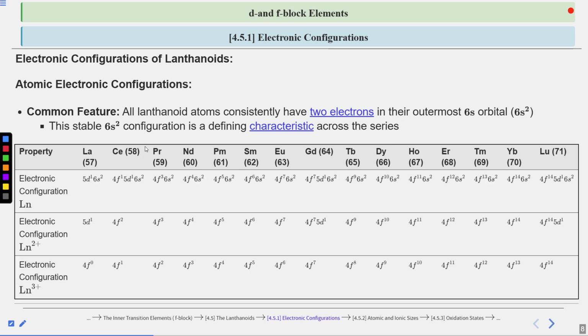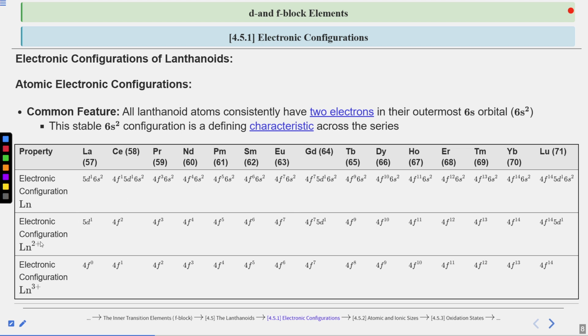If you see this table, in this column we have the property, and in this row we have the different elements present in the lanthanoid series, starting from lanthanum and ending at lutetium. Their electronic configuration is given according to the lanthanoid series. You observe 6s2 for every element. That means it is a characteristic you can define across the series.